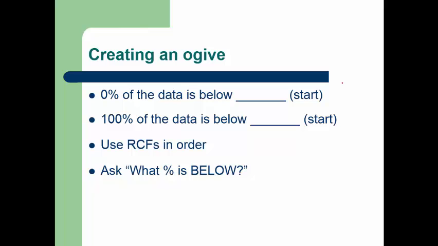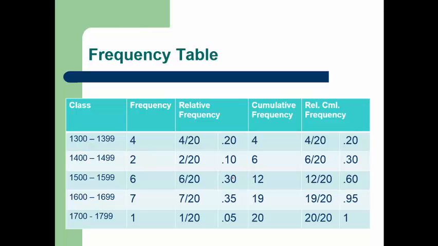So to create this ogive, the first thing to think about, what percentage of the data is below a certain value? 100% of the data is below what value? Then we're going to use the relative cumulative frequencies in order. And the big question to continually ask yourself is, what percentage is below the value? So we go back here. 0% of the data is below 1300. That gives us a starting point.